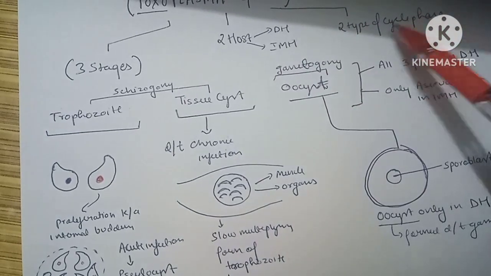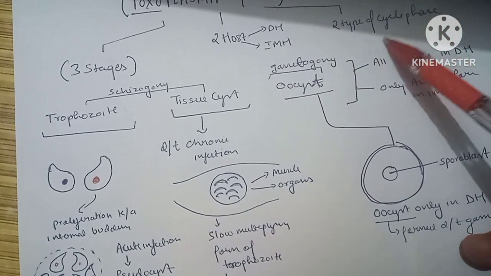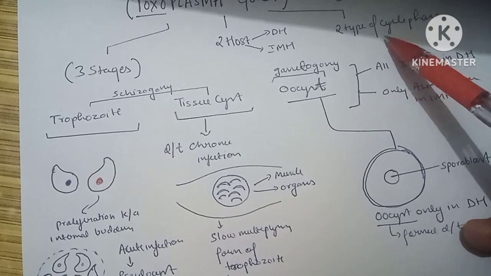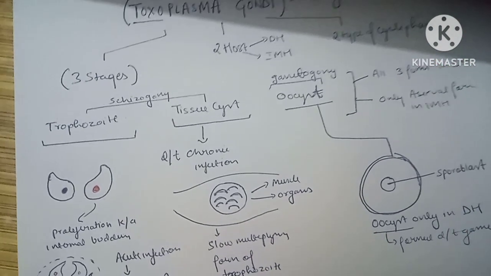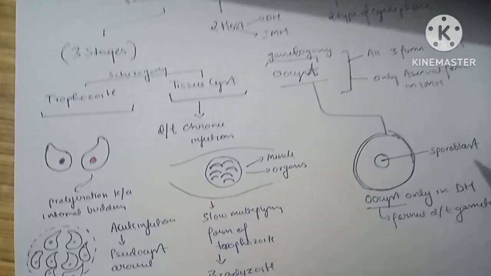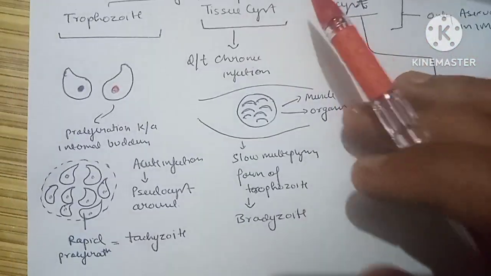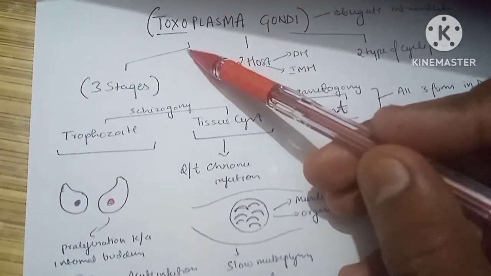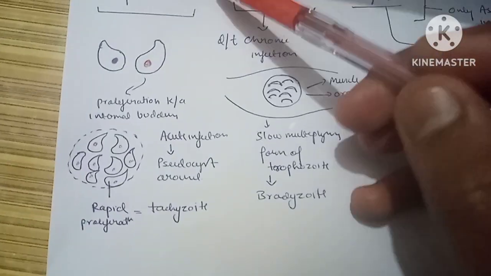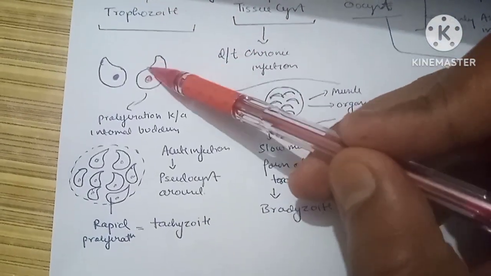There are two cycle phases. The one operating within the enteric system in the gut is known as the enteric cycle, and the one operating outside is the exo-enteric cycle. Talking about the three stages, we have trophozoite, tissue cyst, and oocyst. So the name toxon itself means comma shaped. So we have the trophozoites, which are comma shaped.